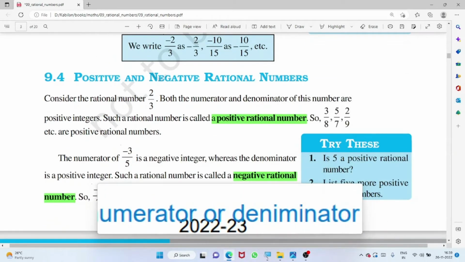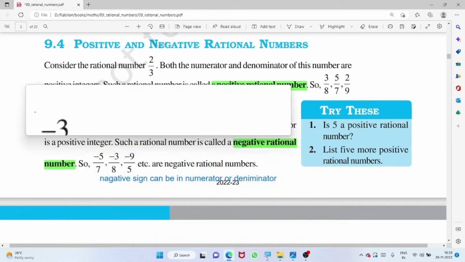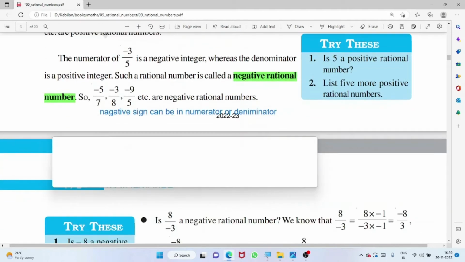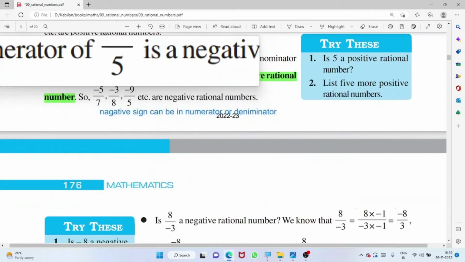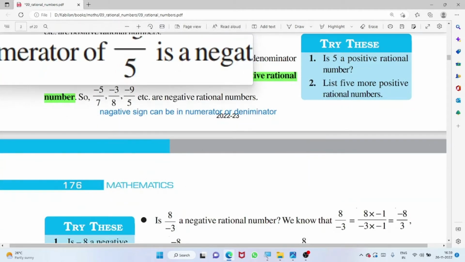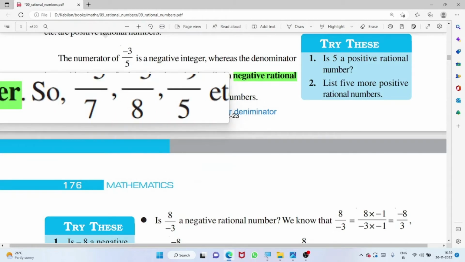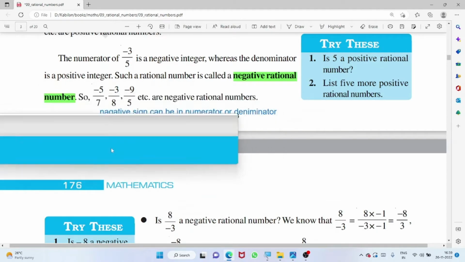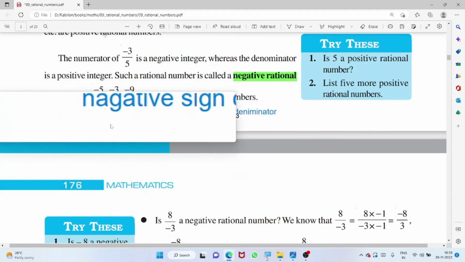Positive and negative rational numbers. See, 2 by 3 is a positive rational number. And for a negative rational number, you can have the negative sign either in the numerator or in the denominator. So these are all negative rational numbers. Okay, so it can be in the numerator or the denominator.